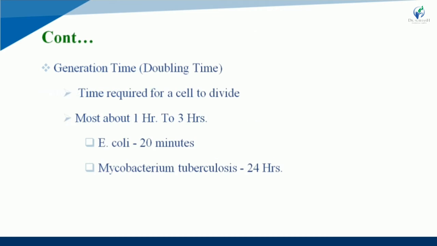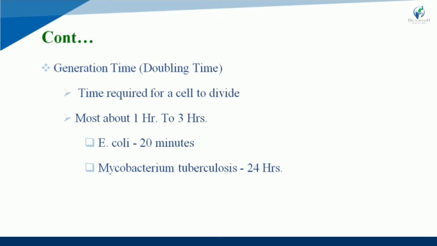what is generation time? Generation time means doubling time. What is doubling time or generation time? The time required for a cell to divide is called generation time. The time required for a single cell to divide into two cells, and two cells to divide into four cells, is called doubling time as well as generation time.